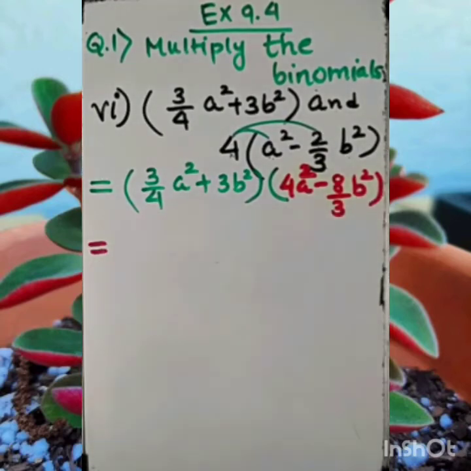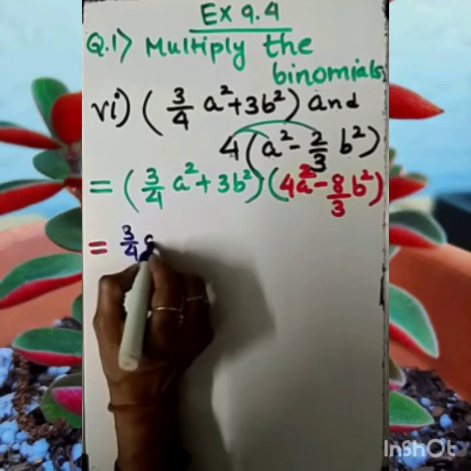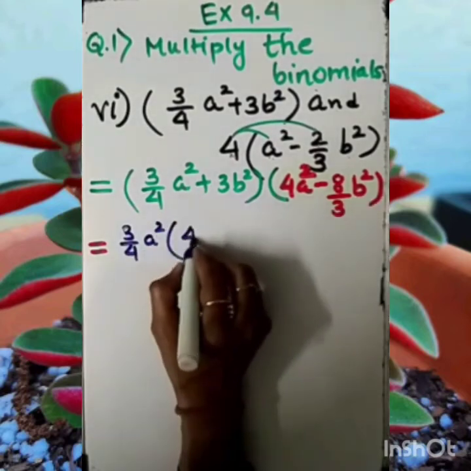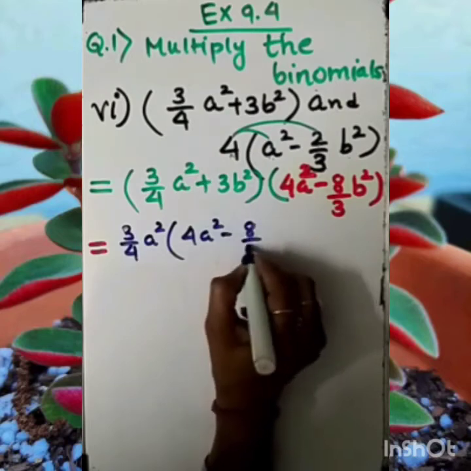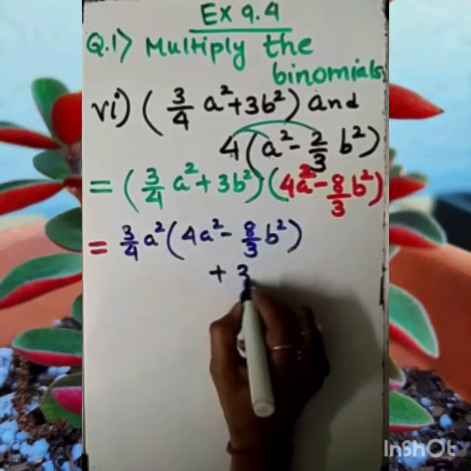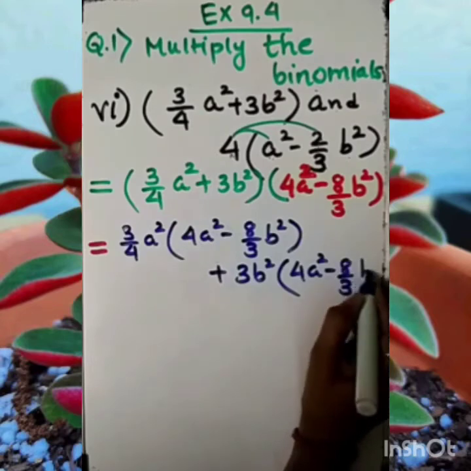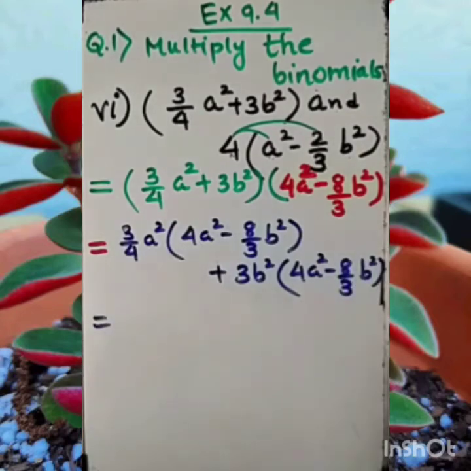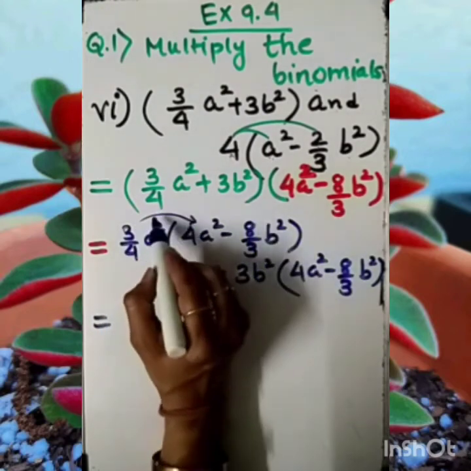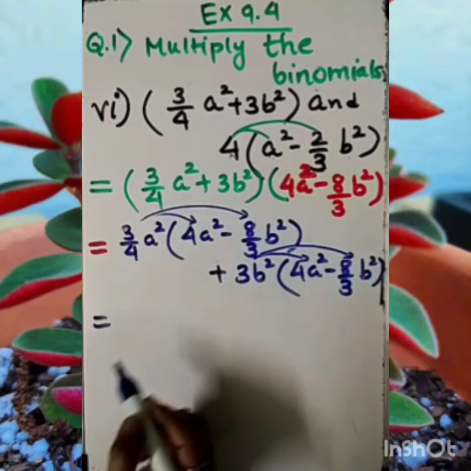Okay. Now we are going to multiply the first term with the first term. It means this first term, 3 by 4a square, we are going to multiply with this full term, that is 4a square minus 8 by 3b square, plus 3b square, and here it is 4a square minus 8 by 3b square. So let's work on that. As usual, we multiply this term with this term first, and then second time this with this, third time this with this, and this. Okay, one by one. Let's go.